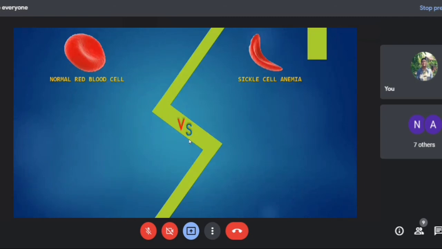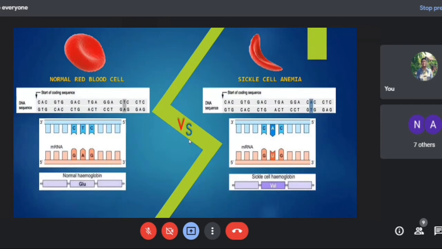I will talk about the difference between normal red blood cell and sickle cell anemia. For the normal red blood cell, thymine base pairs with adenine in DNA. During transcription, thymine base transcribes into adenine. Codon GAG will undergo translation and be translated into glutamic acid in polypeptide chain of normal hemoglobin.